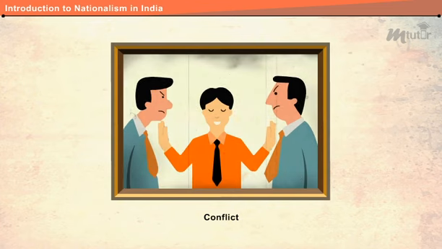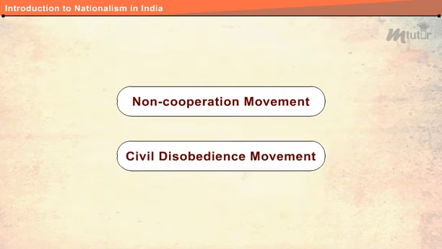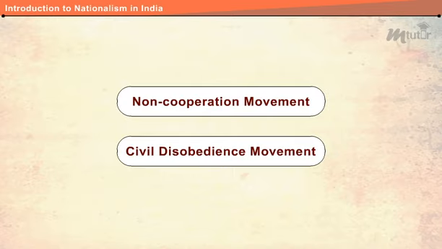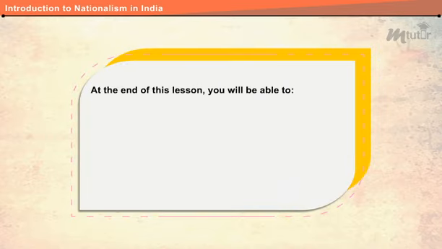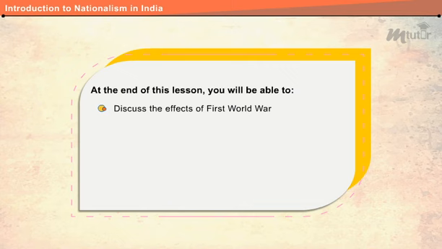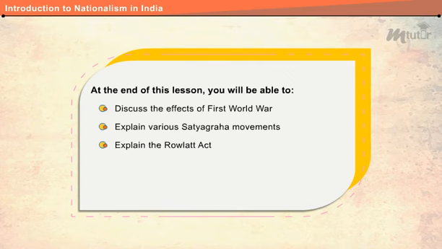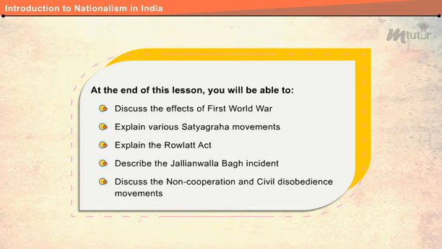Now, in this chapter, let's learn the non-cooperation and civil disobedience movements. So, at the end of this lesson, you will be able to discuss the effects of First World War, explain the various Satyagraha movements, explain the Rowlatt Act, describe the Jallianwalla Bagh incident, discuss the non-cooperation and civil disobedience movements.